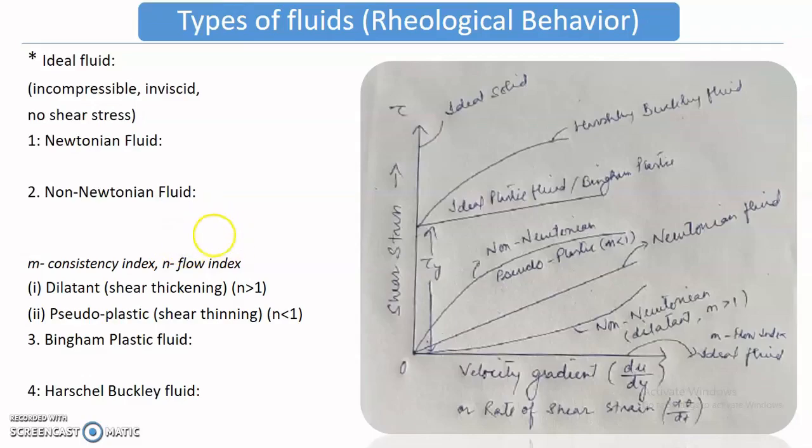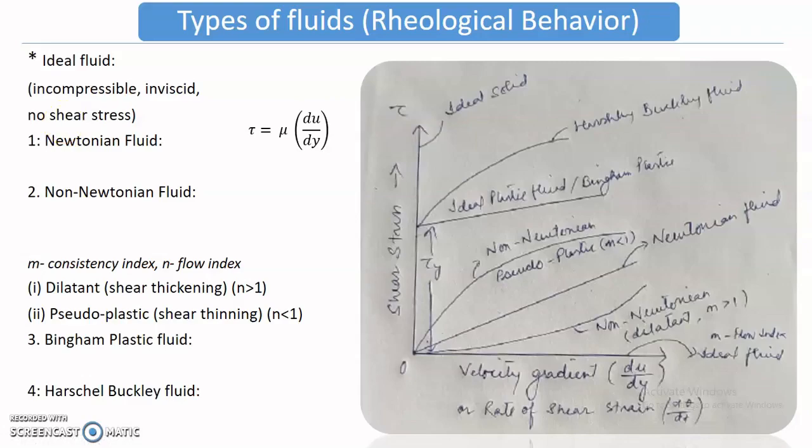So first we have the ideal fluid, among the types of fluid. In order to be an ideal fluid, it should have some properties. The first property it will possess is that it is incompressible. Then inviscid. Inviscid means no viscosity at all and no shear stress. So a fluid which is incompressible and has no viscosity, we call an ideal fluid.